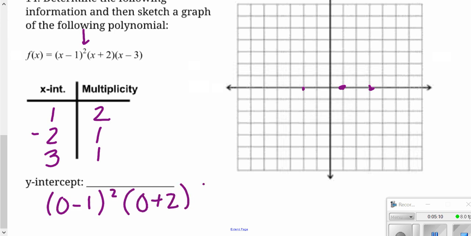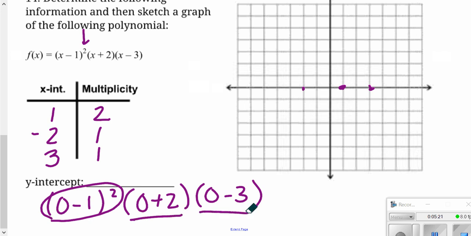I'm coming back to do the drawing. Don't worry, I didn't forget. Okay? This part is -1 squared, which is 1. This is 2. This is -3. 2 times -3 is -6. So I'm going to put my y-intercept at -6.